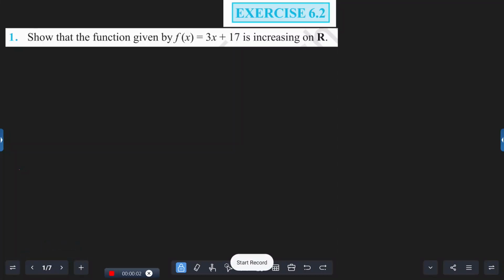Listen, this is chapter number 6, exercise 6.2. We are going to start. Already the introduction we have given in the previous video. Now we are starting exercise 6.2. Show that the function f of x is equal to 3x plus 17 is increasing on the real numbers.